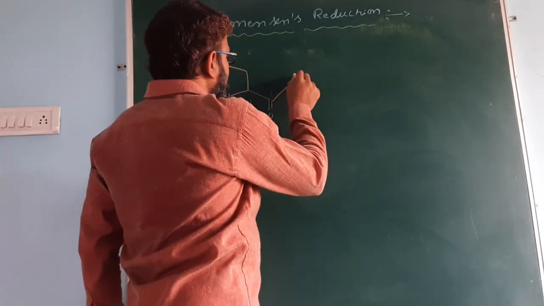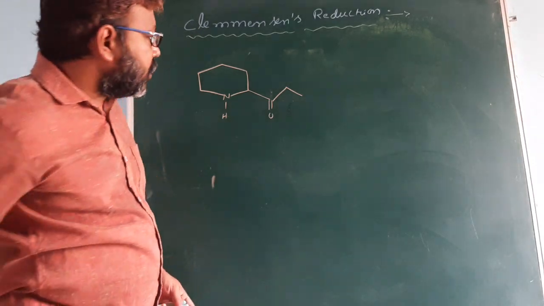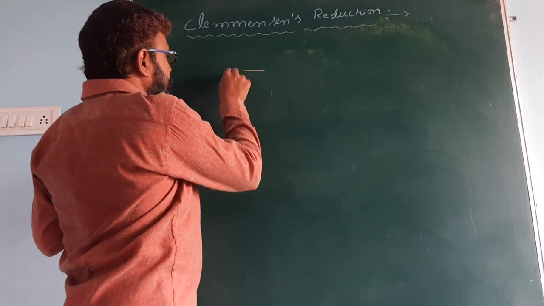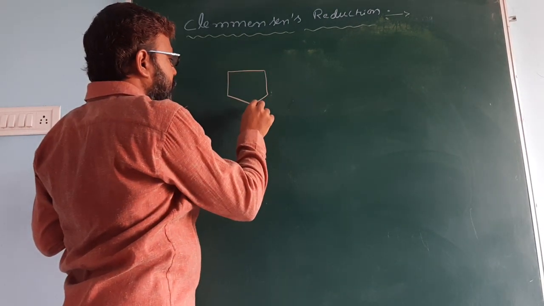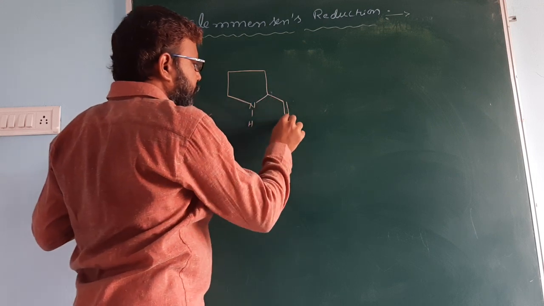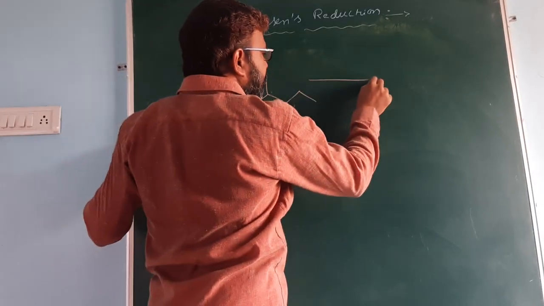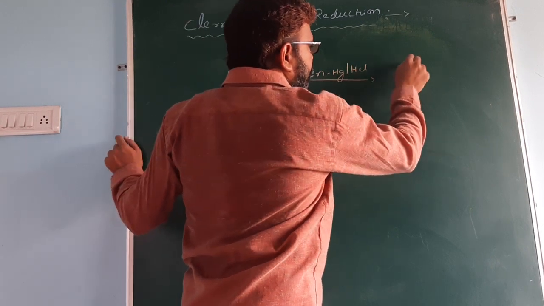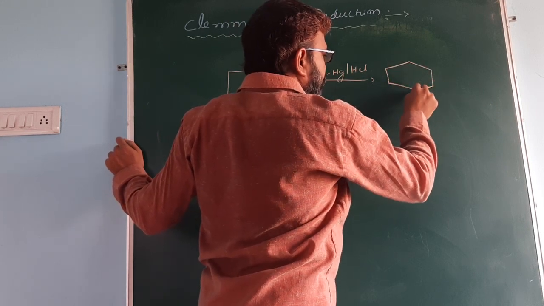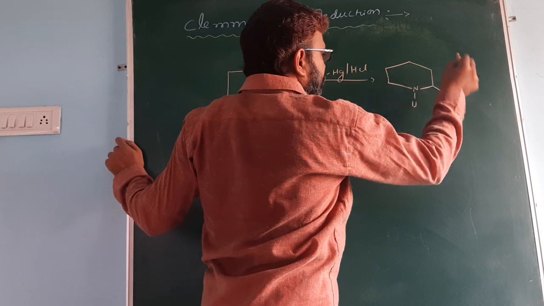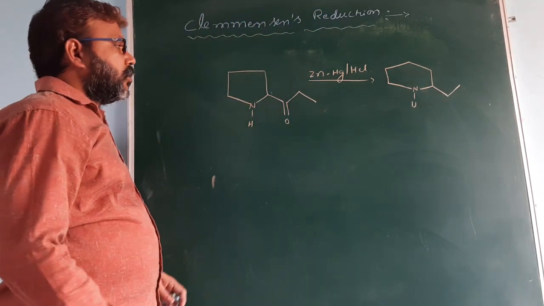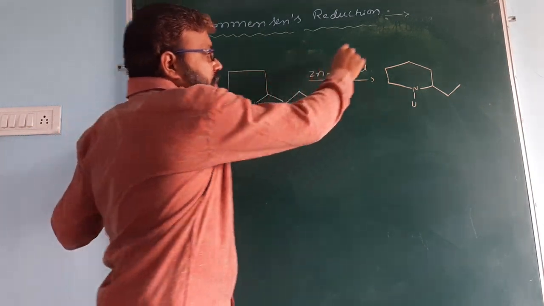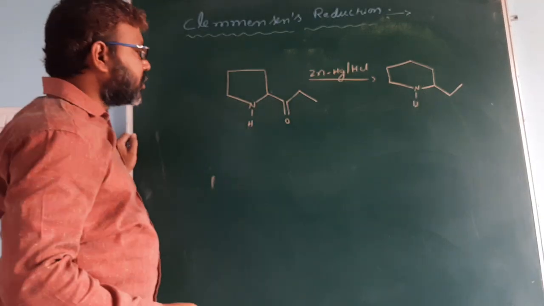So for this compound, ring expansion is also possible. The reaction takes place in the presence of Zn, Hg and HCl. We get this product. So here ring expansion takes place. It is a 5-member ring, and this 5-member ring is converted to a 6-member ring. So ring expansion takes place.